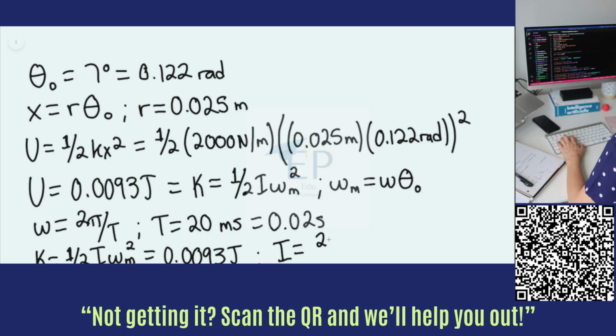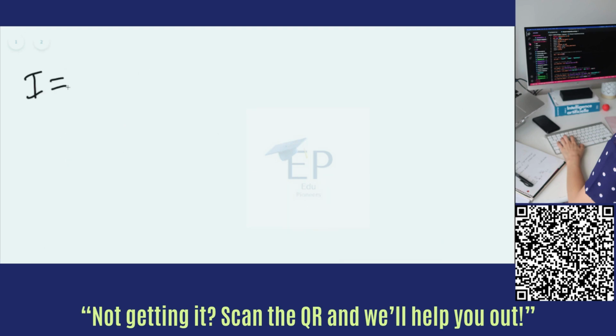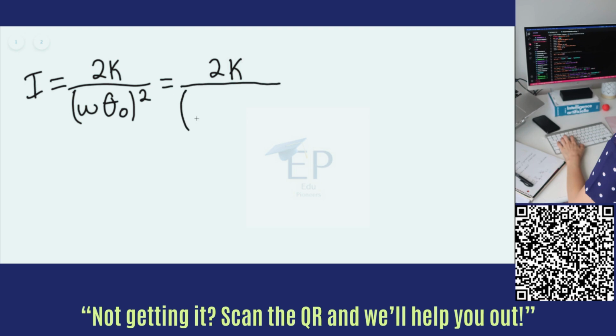to be equal to 2 times this kinetic energy divided by the maximum angular speed squared. This would be equal to 2 times k divided by the angular frequency times the initial angle, quantity squared. So again, let's write that. I equals 2k divided by omega squared. And this is going to be equal to 2k divided by 2 pi over T multiplied by the initial angle squared.